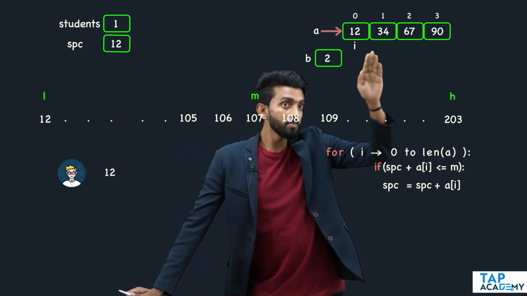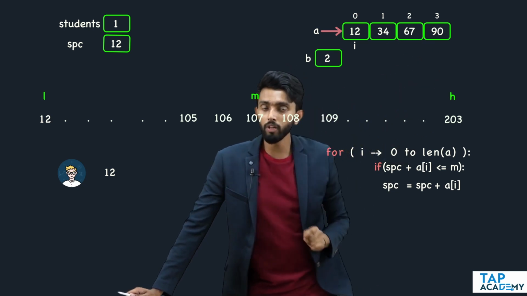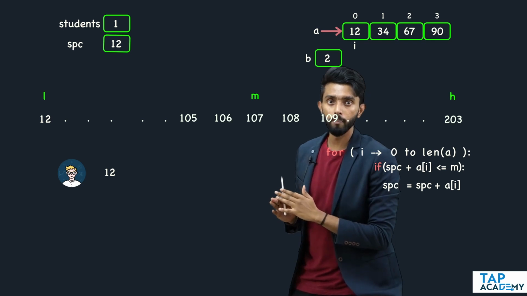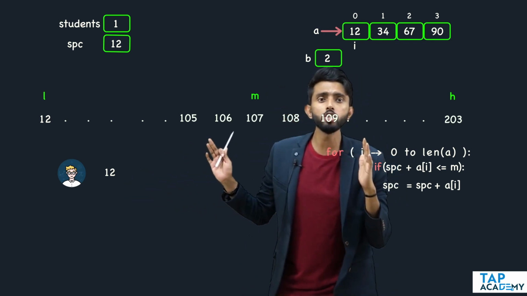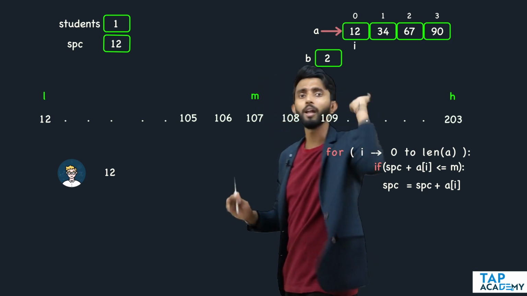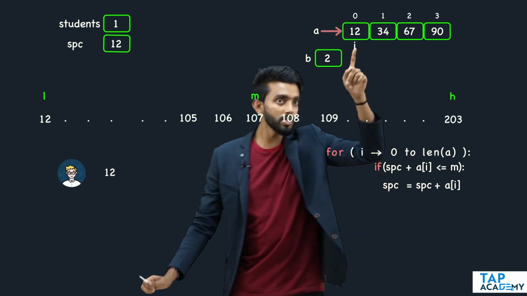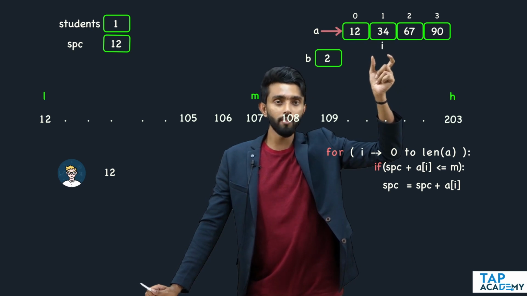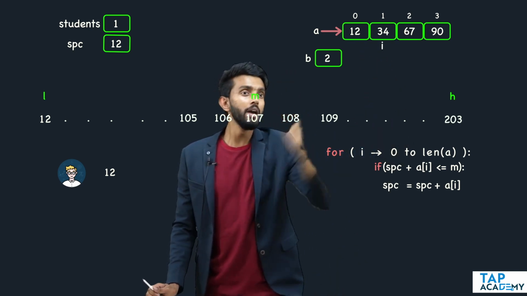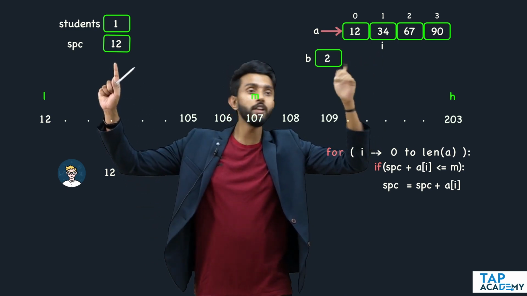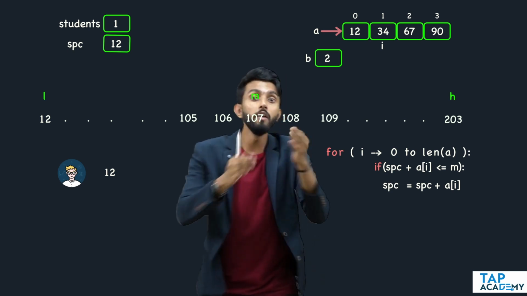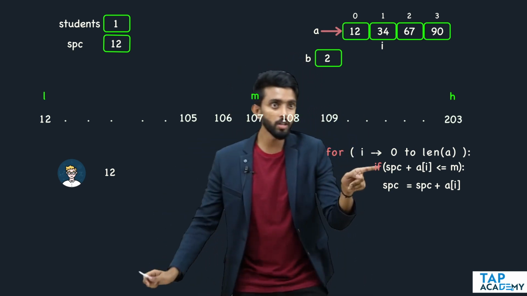Now, allocation must happen contiguously. That was one of the conditions. So, I will continue and I will see, can I allocate more pages to him? I will keep allocating pages to him till it doesn't cross this number. Next I will see, 34 is the value. Now, if I had allocated 34 to him, then his existing page count plus this new book's page count, if I add them together, will it be greater than m? That is what this condition is doing.